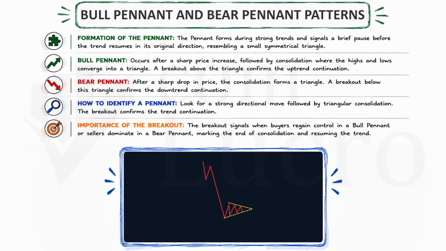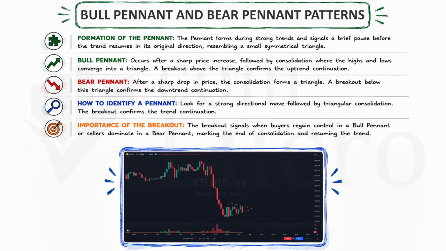For a bear pennant, the same principle applies, but in a downtrend. After a sharp drop, the price consolidates into a triangle before breaking downward to resume the bearish movement. To identify a pennant, look for a strong directional move, followed by a triangular consolidation. The breakout from this consolidation confirms the continuation of the trend.